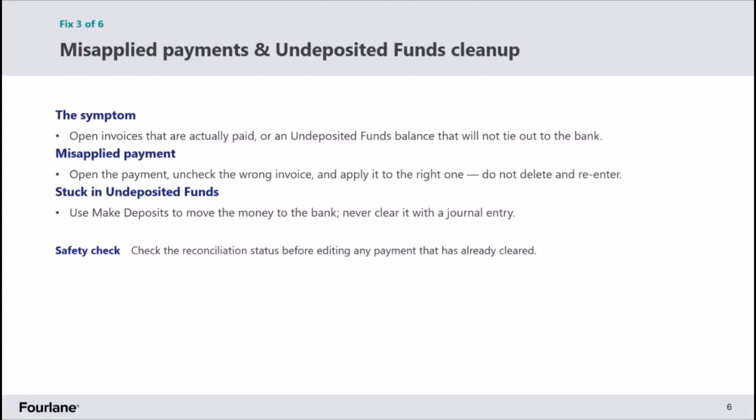Now, for money that's stuck in undeposited funds, the correct tool is the make deposits tool. Okay, so this is a workflow issue that causes people a lot of time, right? A lot of time sink spent fixing this later on. Okay, and it can be solved with a simple workflow fix. Okay, and it's just a matter of using the right tools that the system has in place. Okay, so the make deposits window is how you move payments that you've received into your actual bank account so that it matches your real deposit. What you should never do is create a journal entry to clear out undeposited funds because that just hides the problem and then it breaks your bank reconciliation.